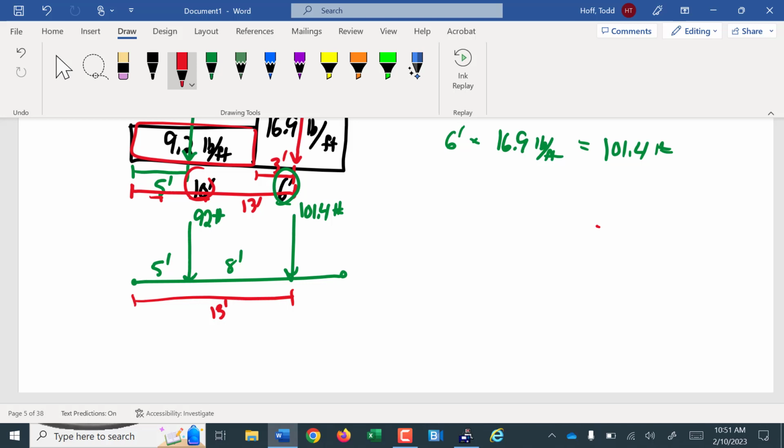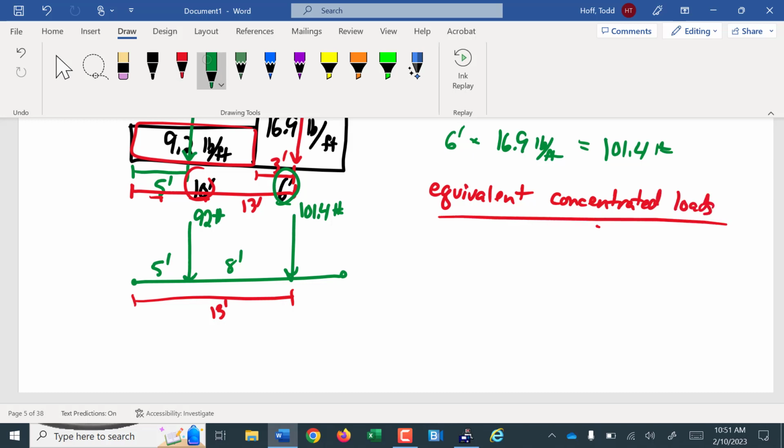So we've turned the uniform loads, the distributed loads, into concentrated loads. Now we can find the center of mass. The center of mass is always found using what they call equivalent concentrated loads. So now to find the center of mass, what is the total load? Yep, 101.4 plus 92, so 193.4 pounds.